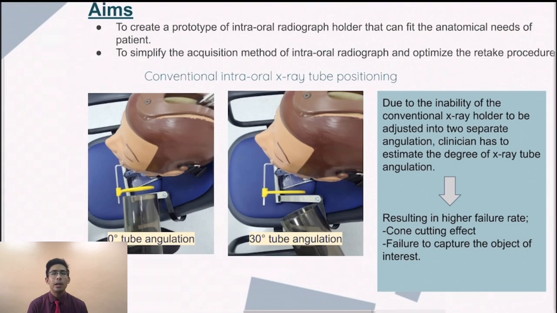fit the anatomical needs of the patients, and also to simplify the acquisition method of intraoral radiographs and optimize the retake procedure. This is because of the inability of the conventional X-ray holder to be adjusted into two separate angulations. The clinician has to estimate the degree of X-ray tube angulation, and the result is a higher failure rate, a cone cutting effect, and failure to capture the object of interest.